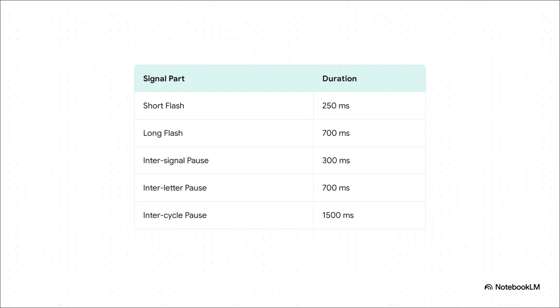And when I say precision, I mean it. Look at this timing. It's broken down to the millisecond. A short flash is exactly 1/4 of a second. A long flash is almost 3/4 of a second. The pauses between signals, between letters, between the full cycles, they're all carefully programmed. This isn't just blinking. This is a coded, internationally recognized signal. And that is our first huge clue that the code behind this app is anything but simple.